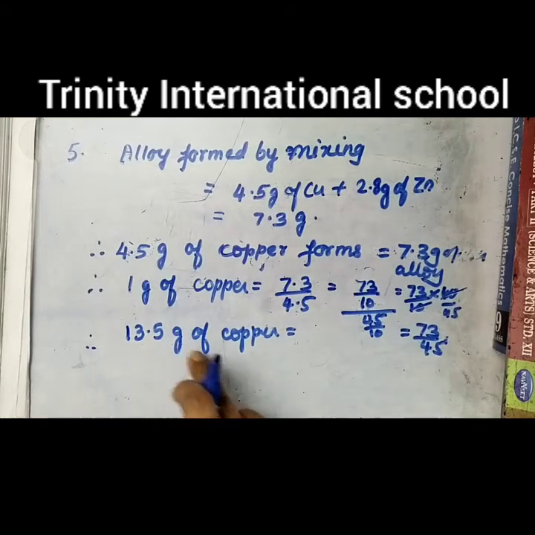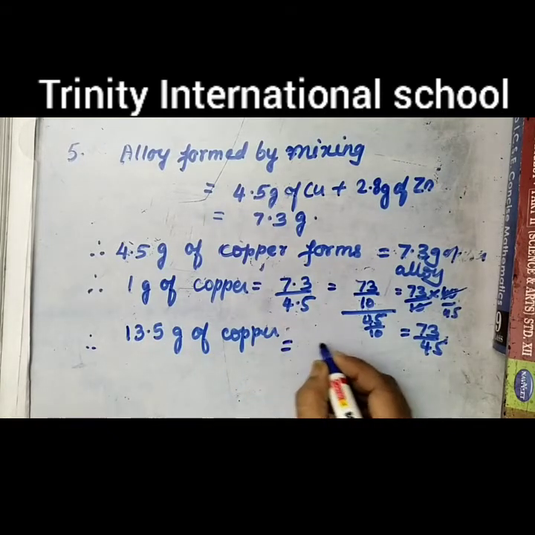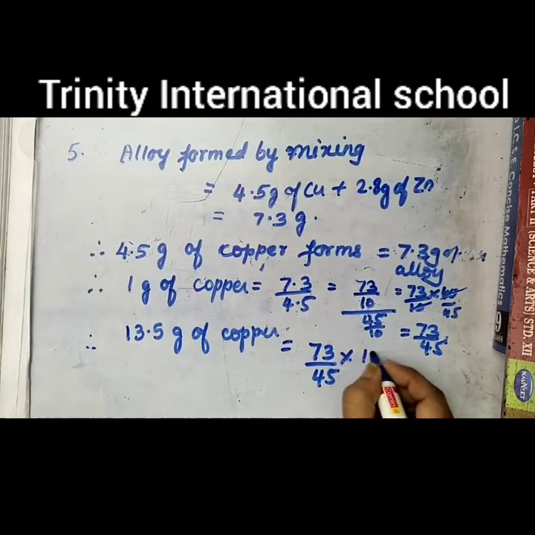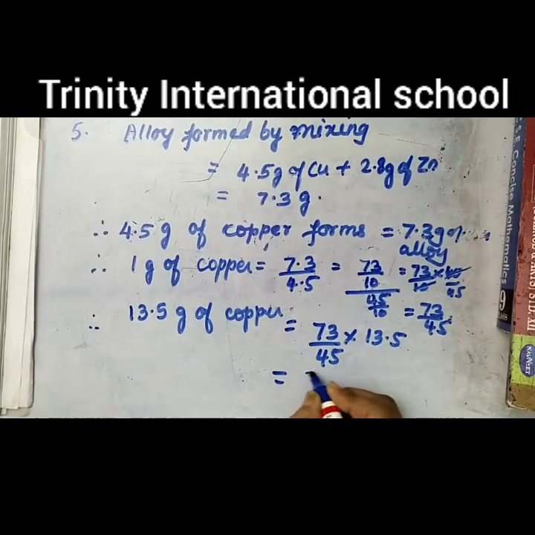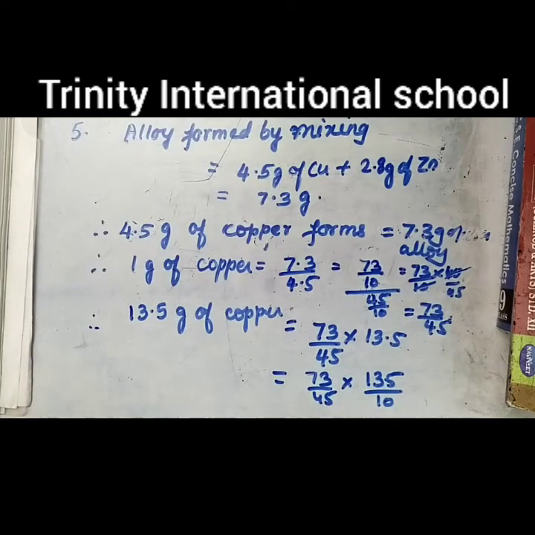So now 13.5 grams of copper will give you how much? So this is 73/45 multiplied by 13.5. So this way you need to go for calculation. How will you do the calculation now? Look, 73/45 into 13.5. If we remove the point, what will it become here? Like this, 135/10. Okay, now you can go for calculations.